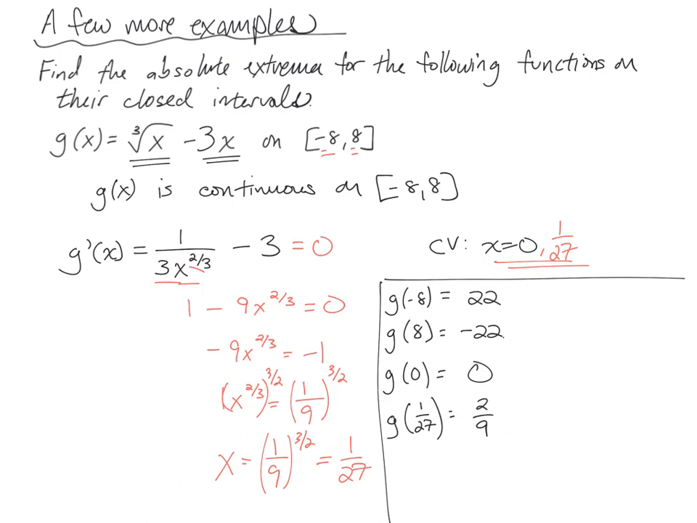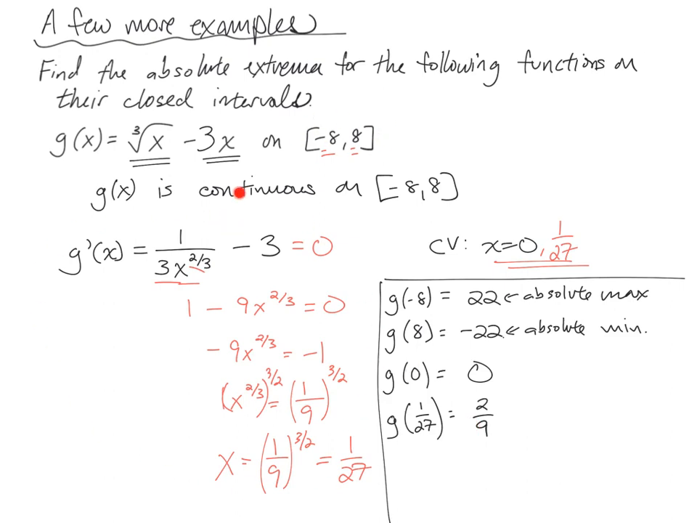So then we just have to pick the biggest and smallest value. That being here, this would be our absolute max and our absolute min. It just happens to be that they are at the endpoints. Cool. We still have to check the critical values, so don't start getting lazy and only checking the endpoints.